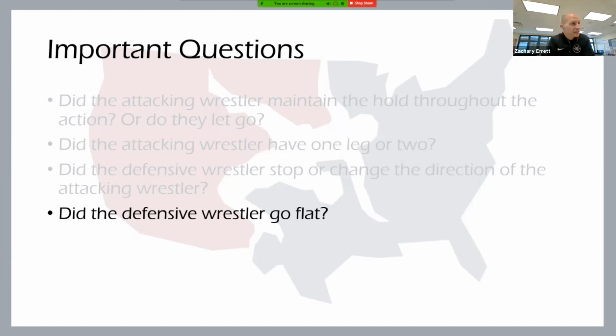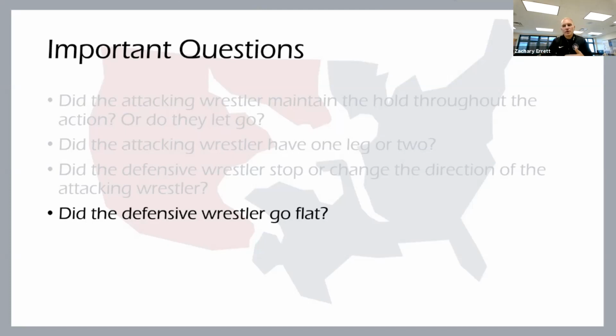Fourth question, did the defensive wrestler go flat to their back? So while they're under attack and they may be making a counterattack, did they go flat to their own shoulders in that process? Anytime you see that, it's very difficult for that defensive wrestler to make that counterattack and get the higher point value if they go to both shoulders in the process.